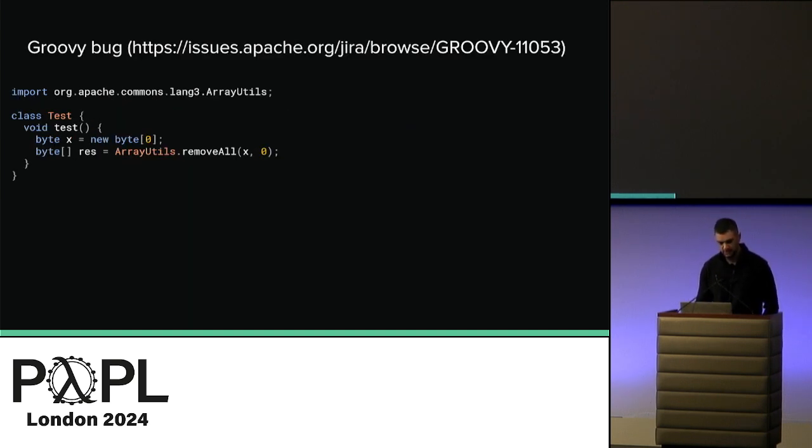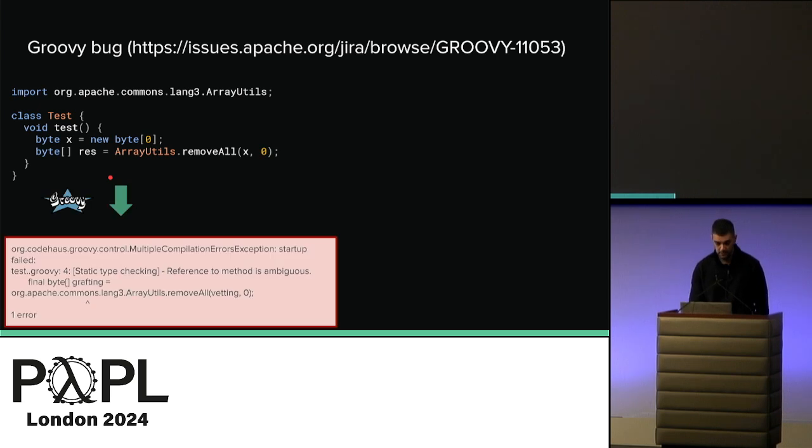Here's another motivating example. This time we have a Groovy program, and we call the method removeAll, defined in the ArrayUtils class of an Apache library. We do that in order to remove some elements from the array. When we compile the program, the compiler rejects it with the error message saying reference to method is ambiguous.